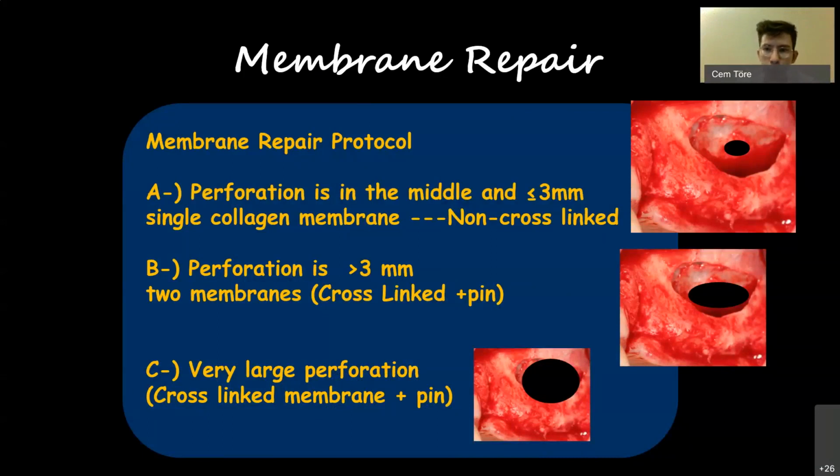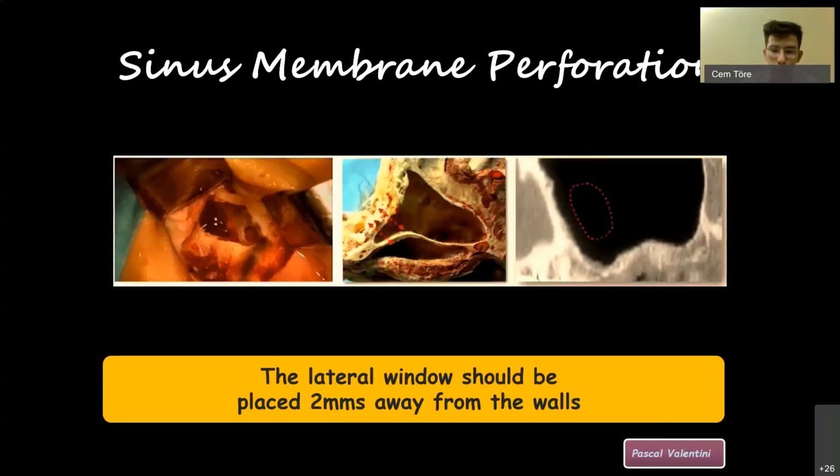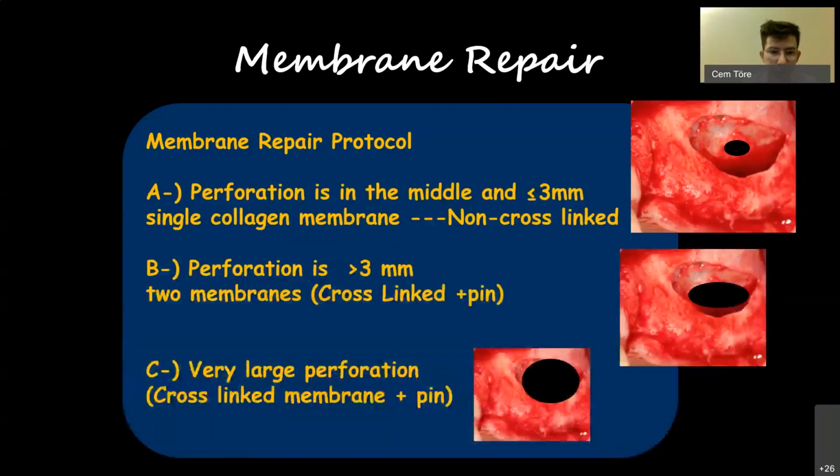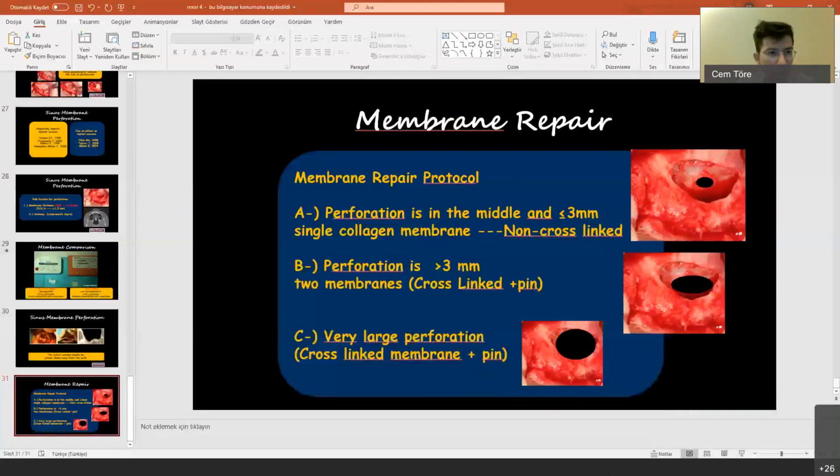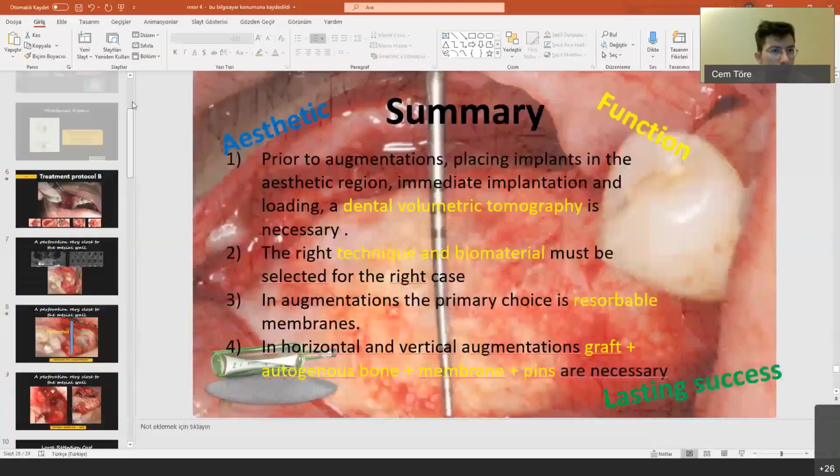If it's large or just at the edge of the medial wall and you cannot open the window, for instance, if the perforation we have created was here and the medial wall was here, we couldn't have enlarged the window to make the perforation get in the middle of the window. So, for that reason, it's important to place the window 2 millimeters away from the walls to have the safety margin. If the perforation is larger or on the edge, we use pins and membranes, as I will show you in the final part of our presentation.